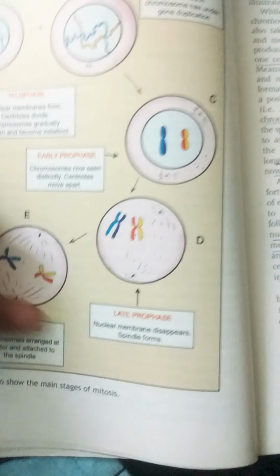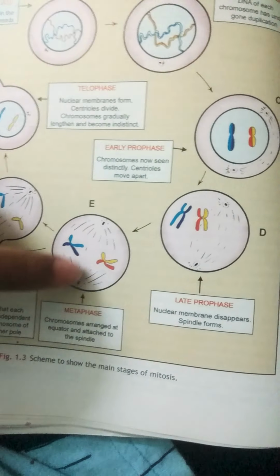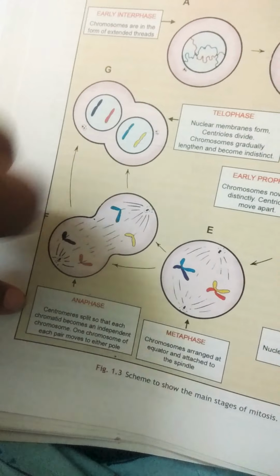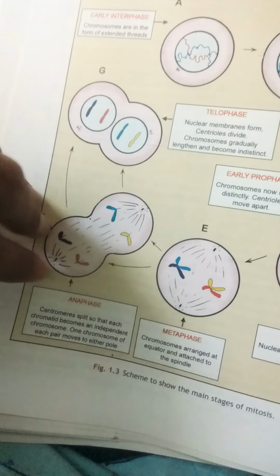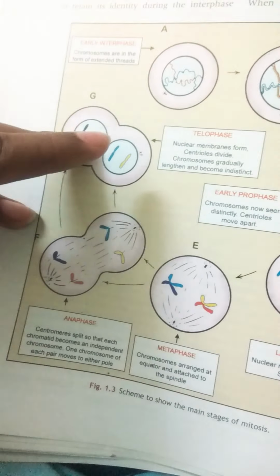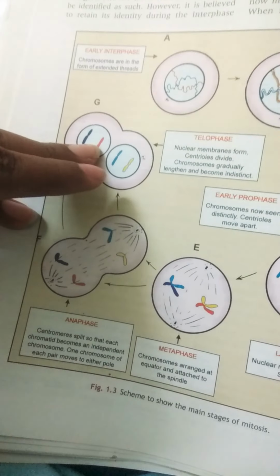And here this is late prophase. Nuclear membrane disappears, spindle forms. Metaphase, chromosomes arranged at the equator attached to the spindle. Anaphase, centromere splits, so that each chromatid becomes an independent chromosome. One chromosome of each pair moves to either pole. And telophase, nuclear membranes are formed again, centrioles divide, chromosomes gradually lengthen and become indistinct. As we are discussing it faster, because we already know the process, this is just to complete the diagrams.